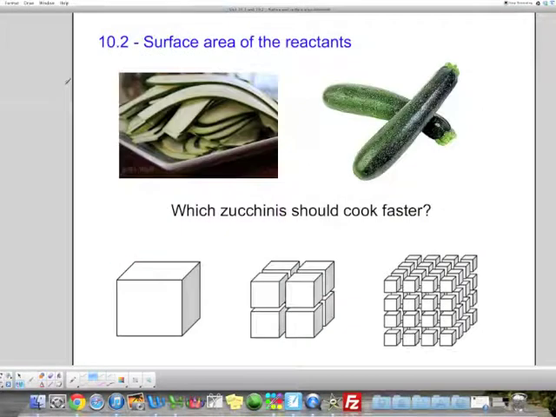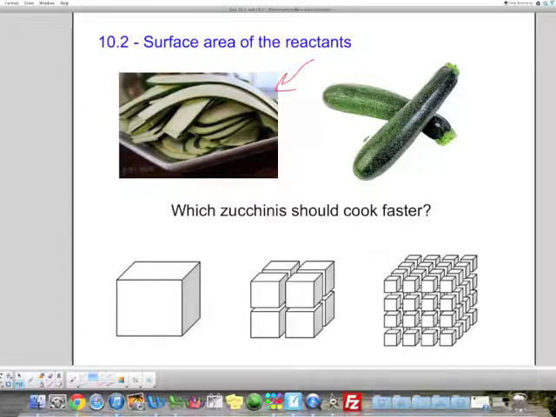The second factor we're going to see right now is the surface area. Let me ask you a question first. I have these zucchinis and I have these zucchinis. Which ones do you think are going to cook faster? If you throw these into a pan versus these, I suppose most of you would say instinctively these. The question is why? Well, the reason is they have a higher surface area.